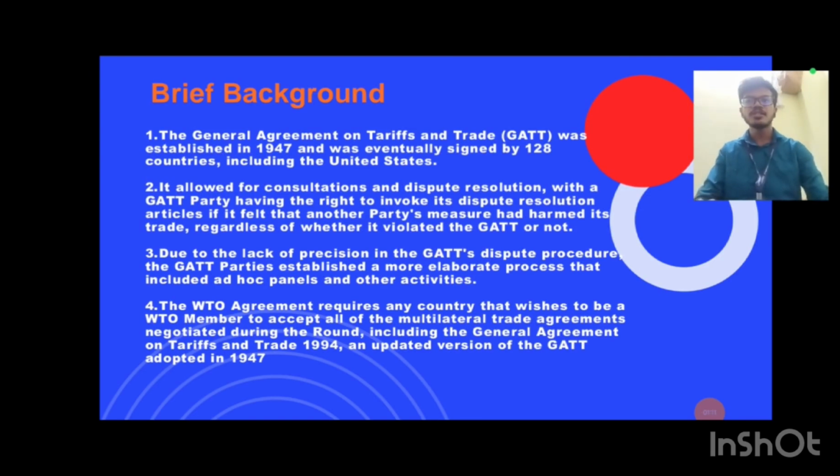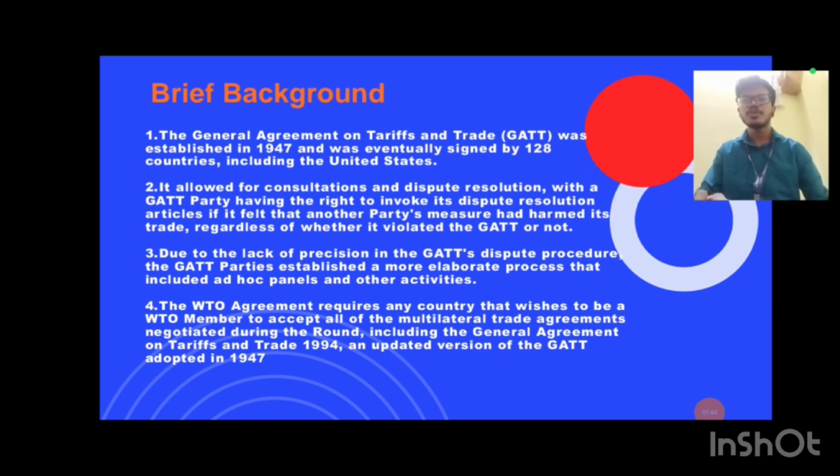GATT, from its inception in 1947, which was signed by the United States and ultimately by a total of 128 countries, provided for consultation and dispute resolution, allowing a GATT party to invoke GATT dispute settlement articles if it believed that another party's measure, whether violative of the GATT or not, caused it a trade injury. Because the GATT did not set out a dispute procedure with great specificity, GATT parties developed a more detailed process including ad hoc panels and other practices.